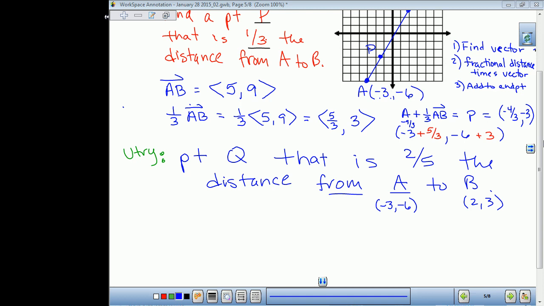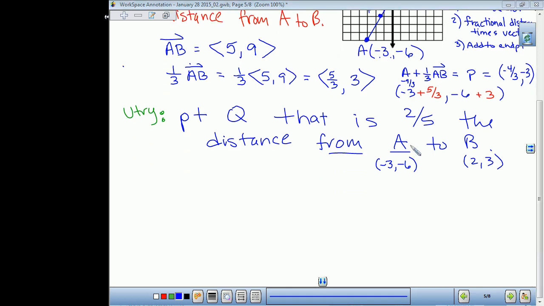Okay. So what we're going to do is represent this distance from A to B with a vector. Well, I gave you the same A and B, so we better have the same vector, right? So this is 5, 9. Now, this problem doesn't want us to go all the way from A to B. We're only going 2/5 of the way. So we have to take that vector and multiply it by 2/5.